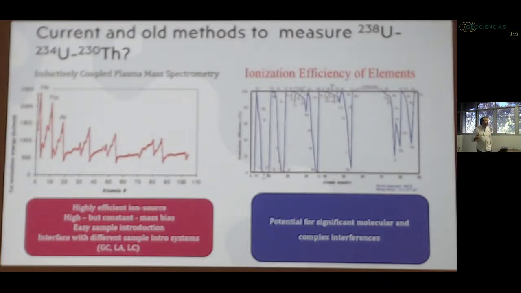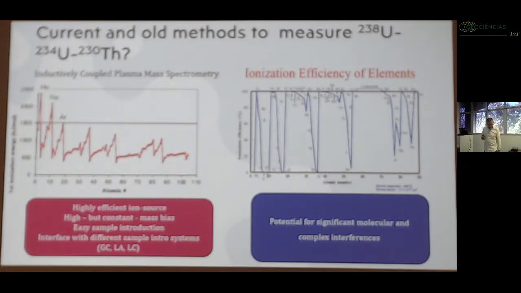Why are we using an argon plasma to make the ions? Argon has a very high ionization potential, a little bit above 1500 kilojoules per mole. Above that, there's only helium, neon, and fluorine. All the other elements have an ionization potential which is lower than argon. So that basically means that when the elements are in the presence of argon ions, the argon will ionize them.